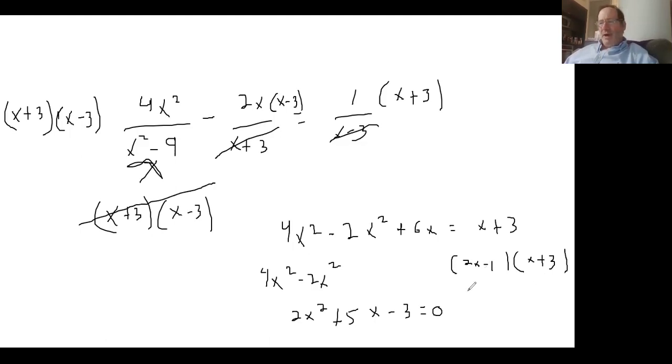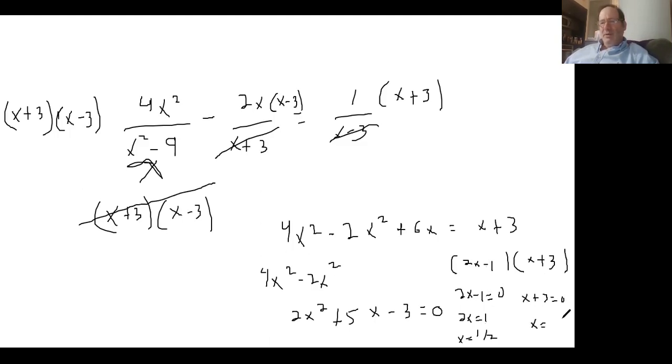But now I want to find out, it says, what's the solution? I've got to set each one of these equal to 0. So 2x minus 1 equals 0, 2x equals 1, x equals 1/2. And the other expression, x plus 3 equals 0, or x equals negative 3.